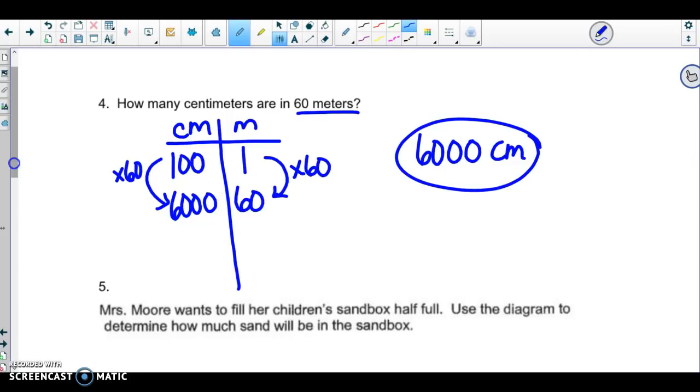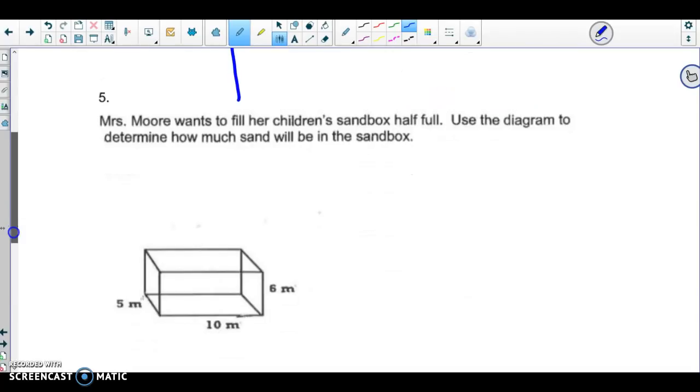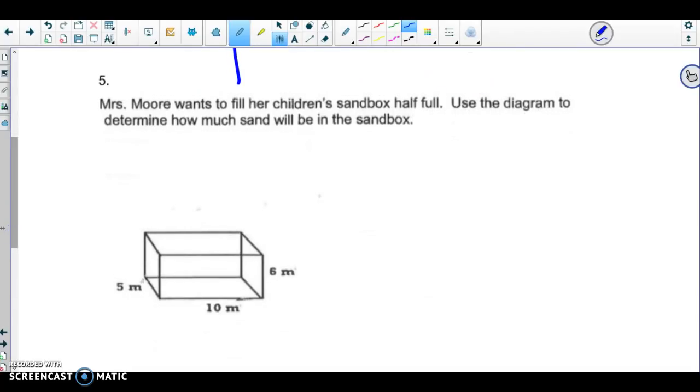All right, number 5. Mrs. Moore wants to fill her children's sandbox half full. That's going to be kind of important. Use a diagram to determine how much sand will be in the box. Well, I see a box, a three-dimensional shape, and it's for filling it full. That means I'm dealing with volume.